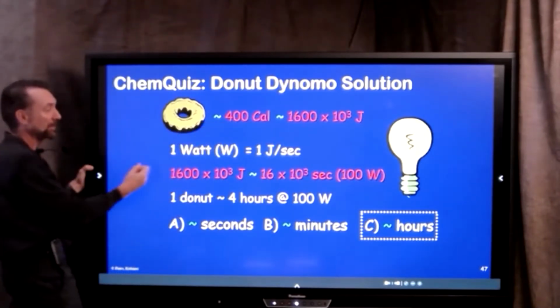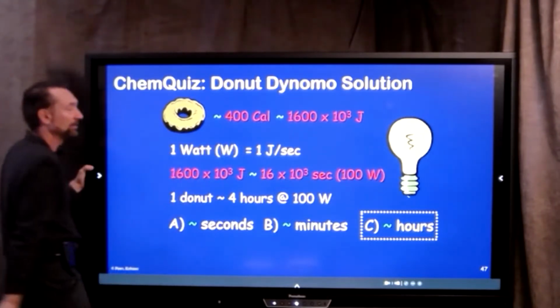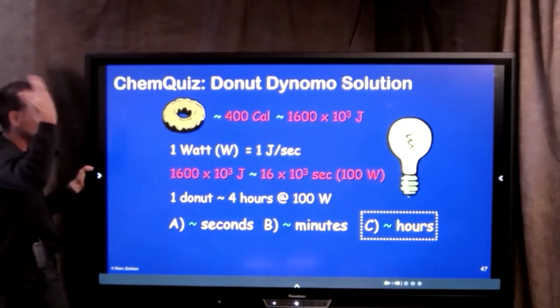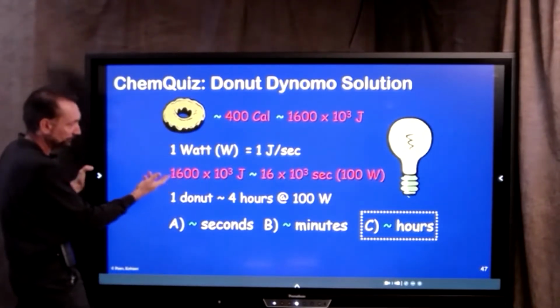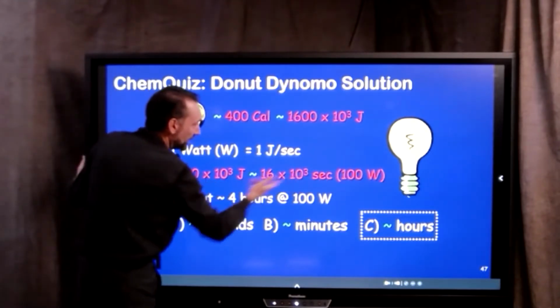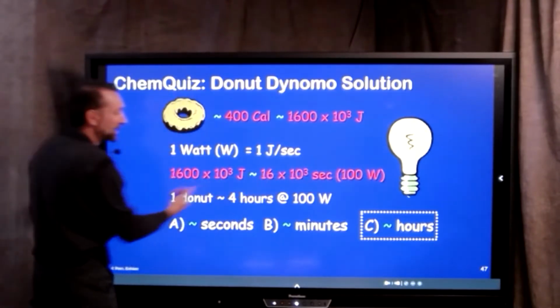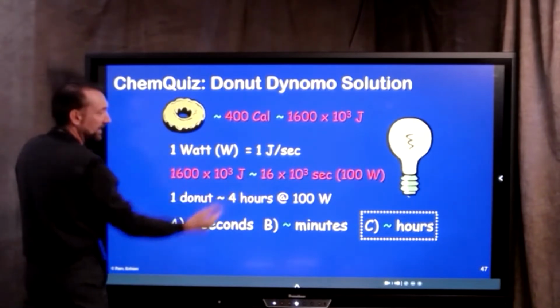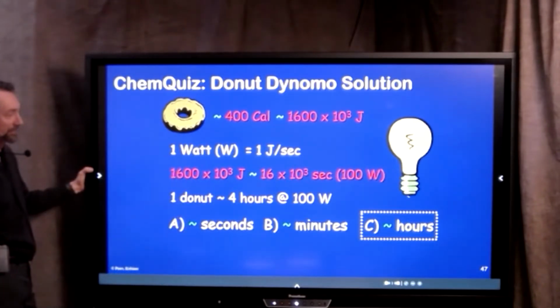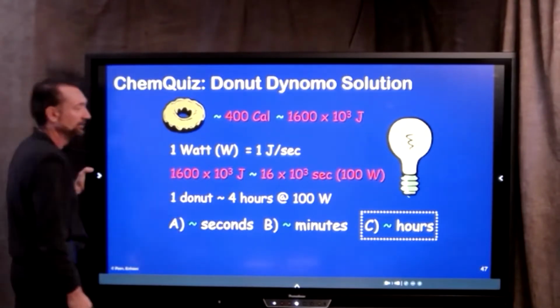That's a tremendous amount of energy. How long does it take to burn that? We did this in our head a second ago. That is something like one donut takes 4 hours to burn off when you're burning at 100 watts.